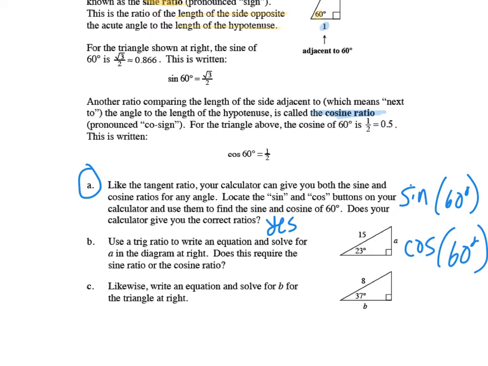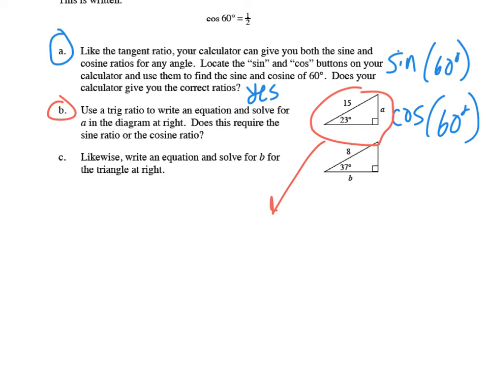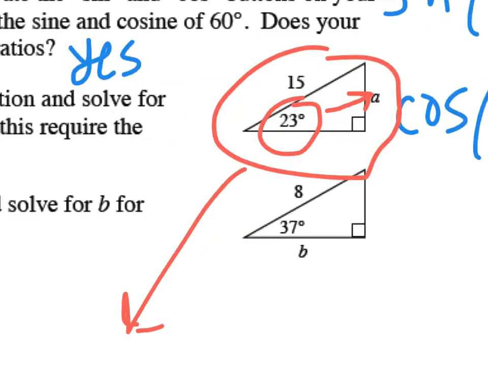So it says in part B now, use a trig ratio to write an equation and solve for A in the diagram at right. Does it require the sine or the cosine ratio? I would encourage you to draw this on your paper if you haven't done so already. And so in that triangle, this is my angle of reference, and what I'm trying to recognize is I have the side length across from it.